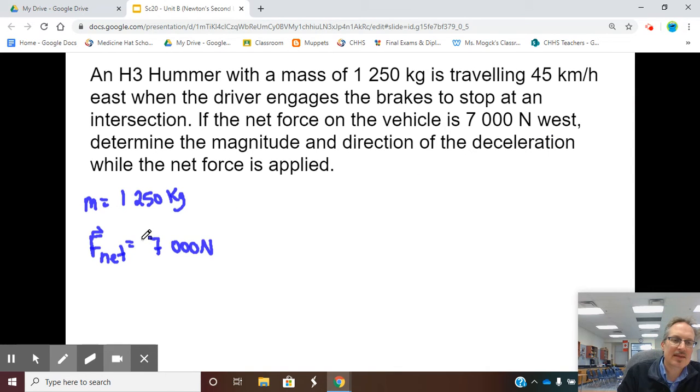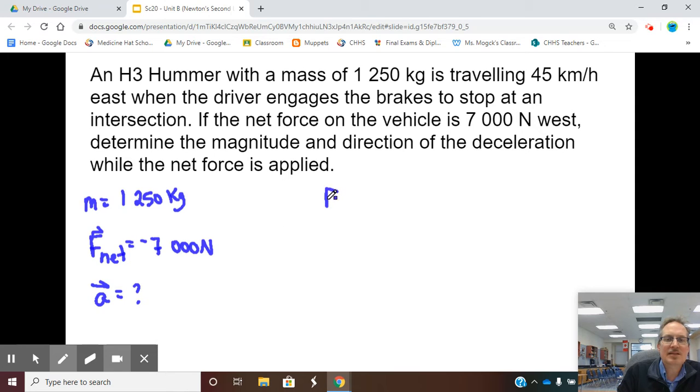So I'm going to make this negative because normally when we do this, west is negative, east is positive. So I'm going to make that negative for this. And we would like to determine the magnitude and direction. So we would like to get our numerical answer for the deceleration. So that's going to be our negative acceleration.